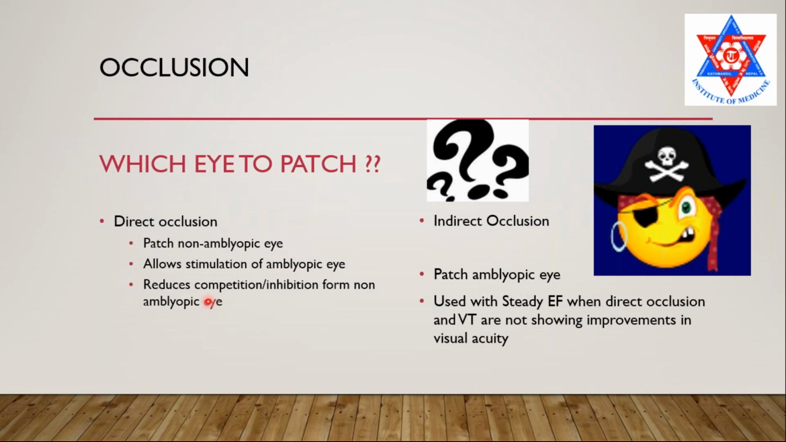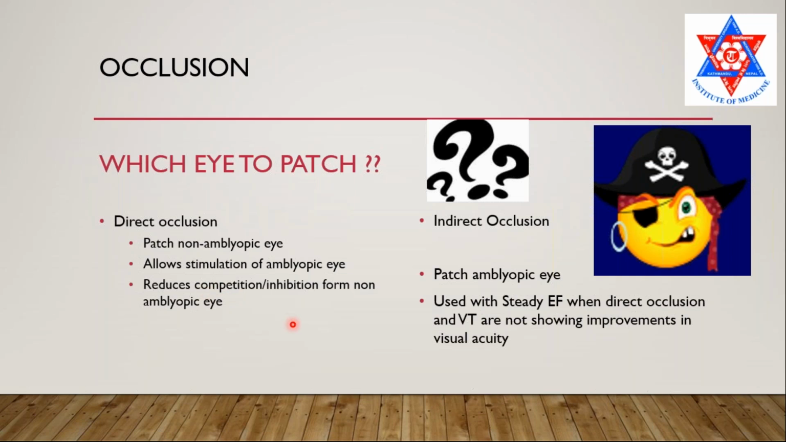So basically there are two types of patching that can be done. One is direct occlusion, and the next one is indirect occlusion. Basically indirect occlusion is used in a child or patient with steady eccentric fixation, and when direct occlusion and vision therapy are not showing improvement in visual acuity. And in direct occlusion, we basically patch the non-amblyopic eye and allow stimulation of the amblyopic eye, and it helps in reducing the competition or inhibition from the non-amblyopic eye.